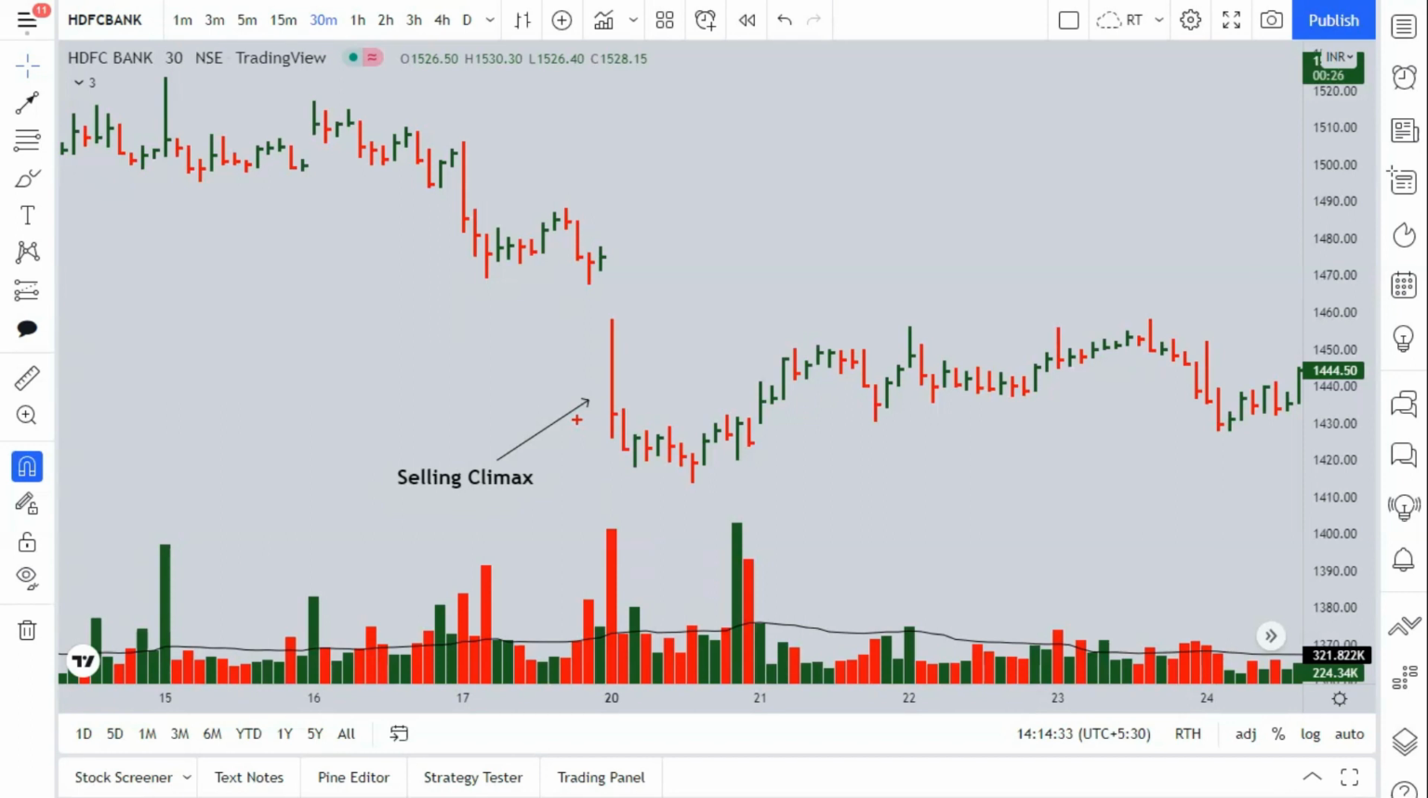I hope you understood. But right now the main question is, why does selling climax even occur in the market? First thing you have to understand, it is a signal of strength. What is a signal of strength? Whenever there is strength in the market, it means buyers are entering the market. So it's a downtrend right here.